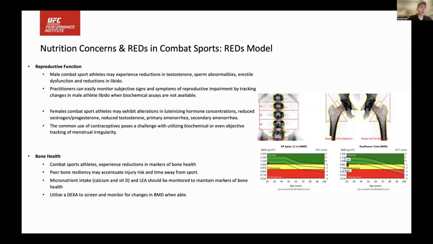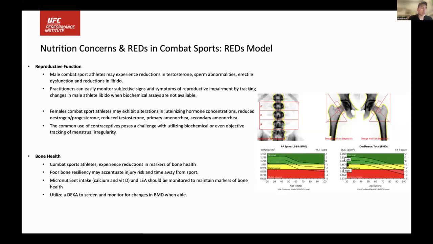In terms of bone health, our combat sports athletes, particularly our females, may exhibit longitudinal loss of bone mineral density and/or lower than expected bone accrual during development. In addition to lower bone mineral density Z-scores, impaired bone strength, and thus increased risk of bone injuries and stress fractures can also manifest. And obviously, due to the collision nature of combat sports, especially those high velocity striking disciplines like Muay Thai, MMA, and kickboxing, a lack of bone resiliency can really accentuate injury risk and time away from sport.